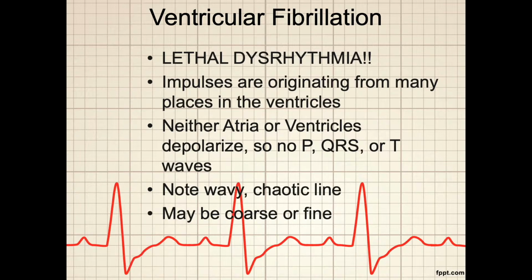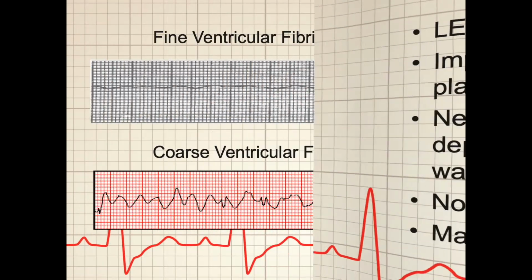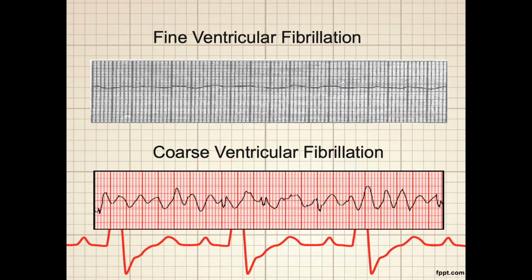Neither the atria or ventricles depolarize with any organization, so there is no P, no QRS, and no T waves. Instead, you note a wavy and chaotic line which may be coarse or which may be fine. The upper strip is an example of fine ventricular fibrillation, while the lower strip is an example of coarse ventricular fibrillation. Untreated ventricular fibrillation causes most cases of sudden cardiac death in people outside of the hospital.